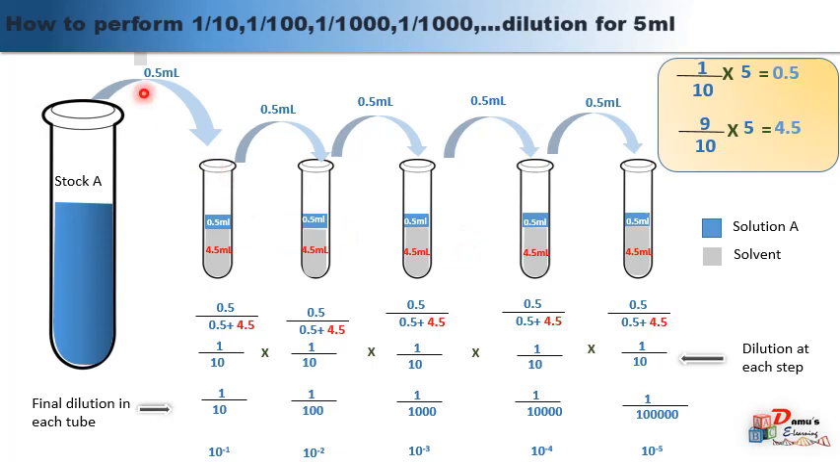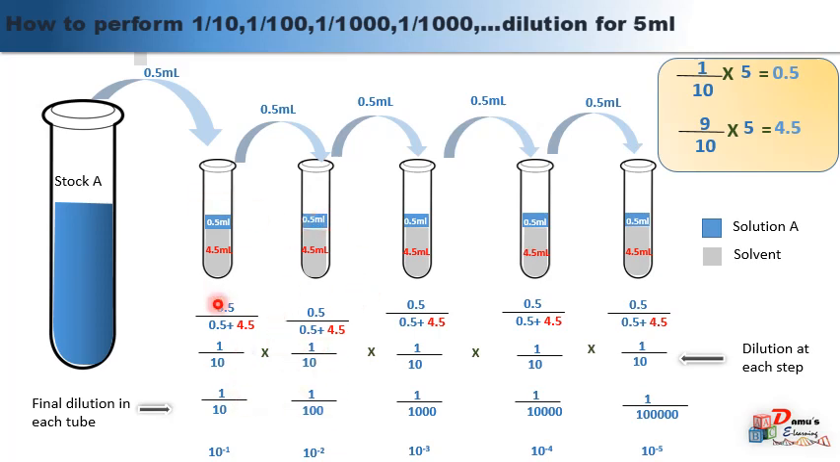So here if you see, we are adding 0.5 ml into 4.5 ml solvent. So the dilution that happens there is 0.5 divided by the total volume, which again is 0.5 divided by 5, which we can write as 1 by 10. So in each step this is happening. Each step, it is getting diluted 1 by 10 times, and like what we did the last time, just multiply the dilutions, we will get the dilution in each tube.